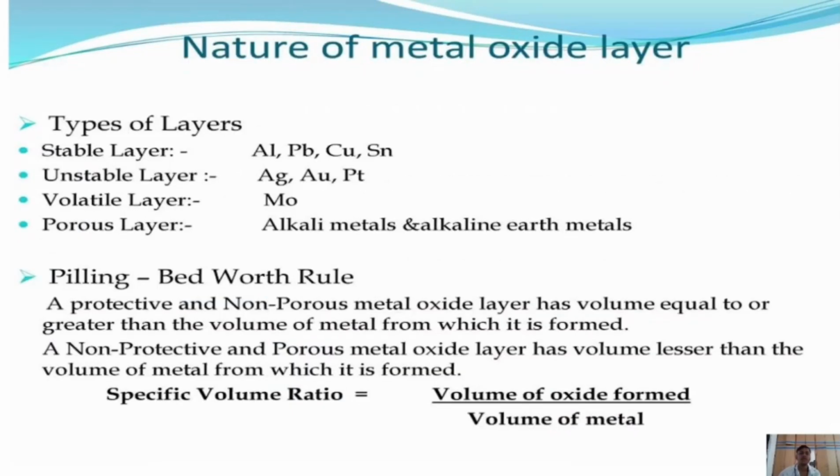Nature of metal oxide layer. Types of layer: stable layer: Al, Pb, Cu, Sn. Unstable layer: Ag, Au, Pt. Volatile layer: Mo. Porous layer: alkali metals and alkaline earth metals.